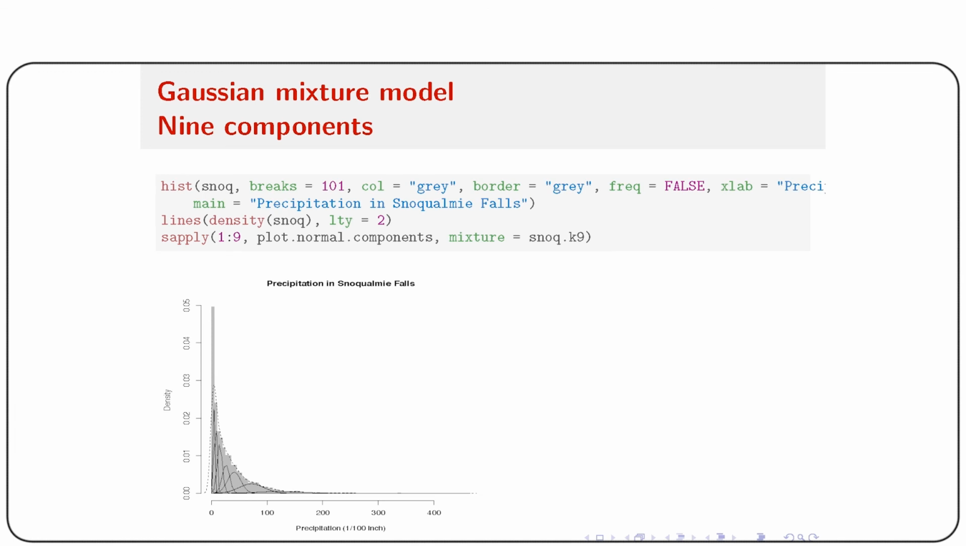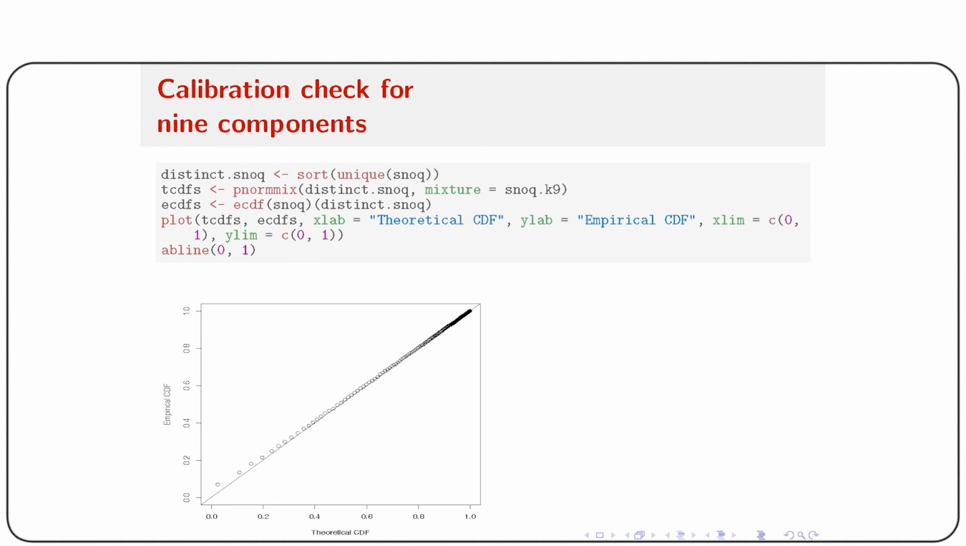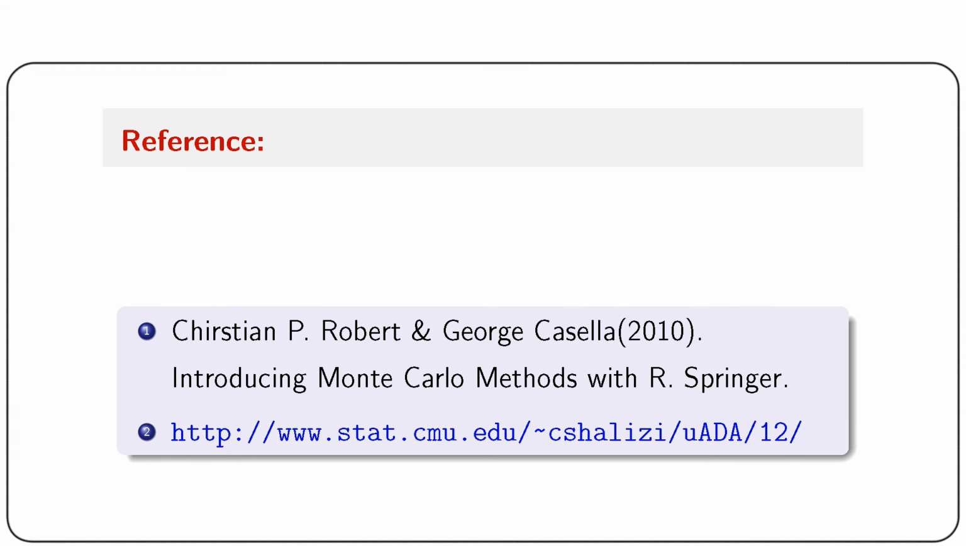Like previously, you will see that it gives a better fit than the two component model, and that can be cross validated. It is the empirical CDF against the theoretical CDF. When you plot this for the 9 component Gaussian mixture, it shows a straight line. That means it's a perfect fit. So let's stop here. Next we'll continue into a few more modules about Markov chain Monte Carlo methods.